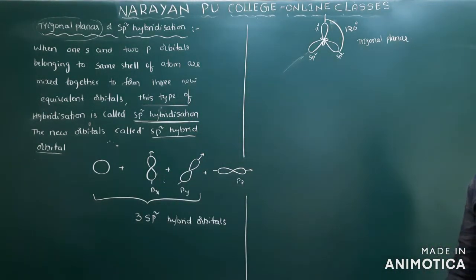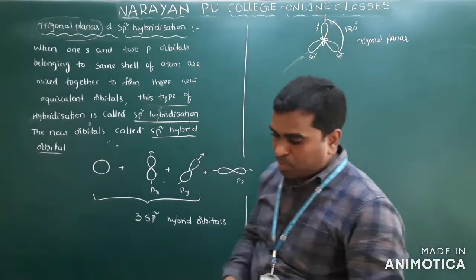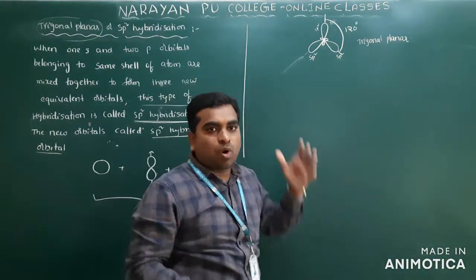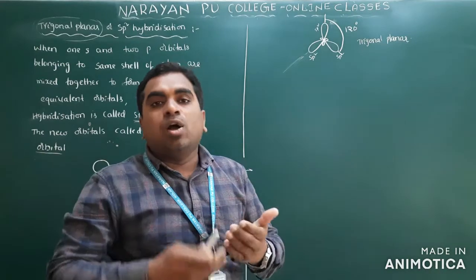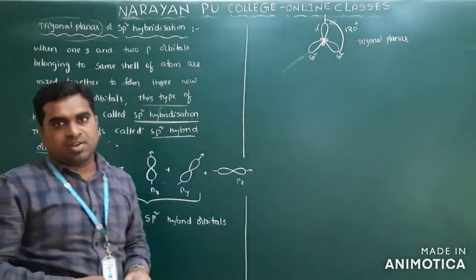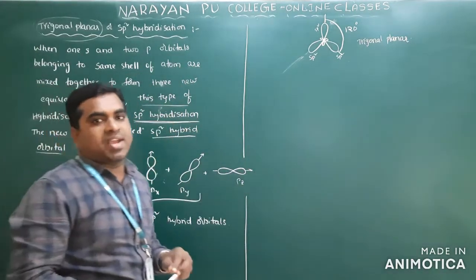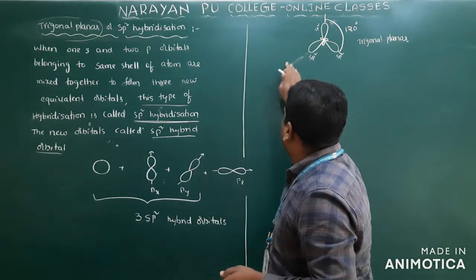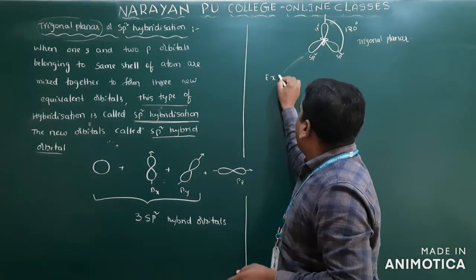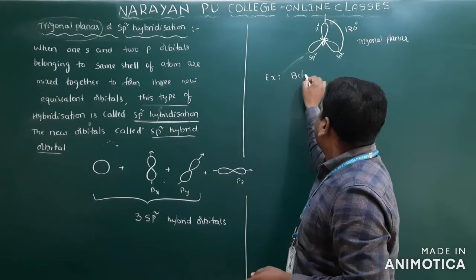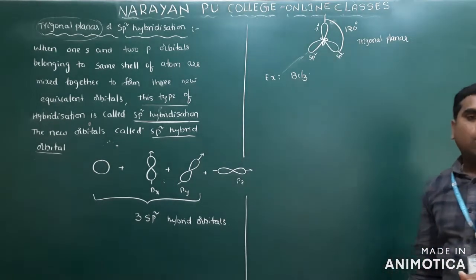Trigonal. These are sp2 hybridized orbitals, and these sp2 hybridized orbitals are involved in bond formation. Clear? Suppose if I take one simple example, then we will get clarity. So as an example, I will take BCl3, boron trichloride.